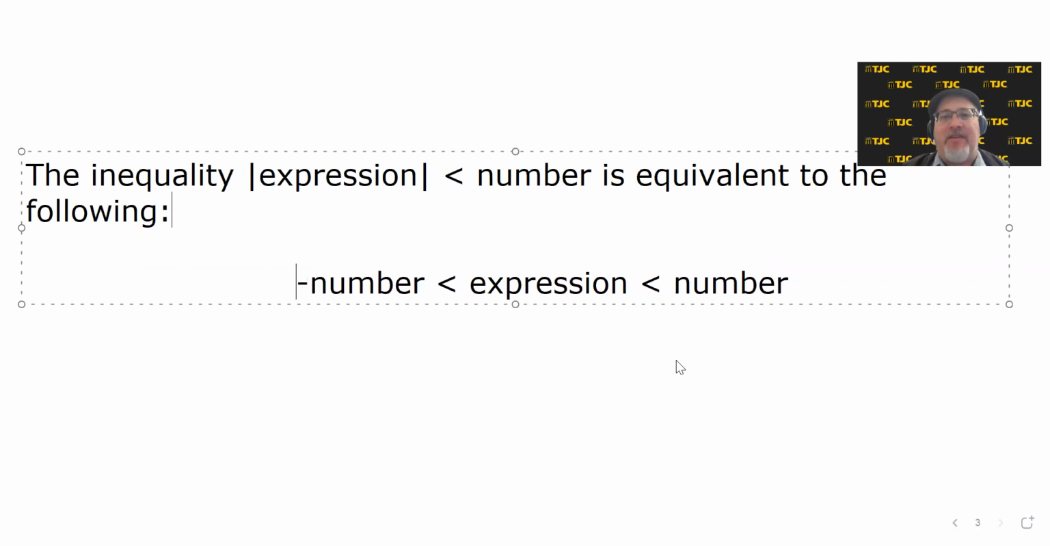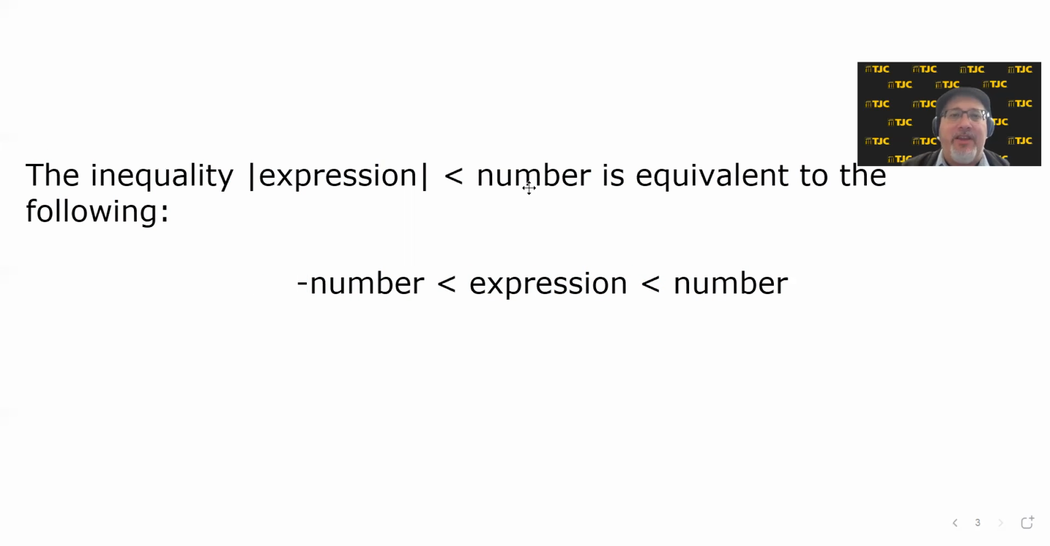Now, what's the advantage of having rewritten this inequality? What is the advantage of rewriting this as this? And the answer is the second one we've solved before. It's just a double inequality. So that's going to be our setup to solve an absolute value less than problem.